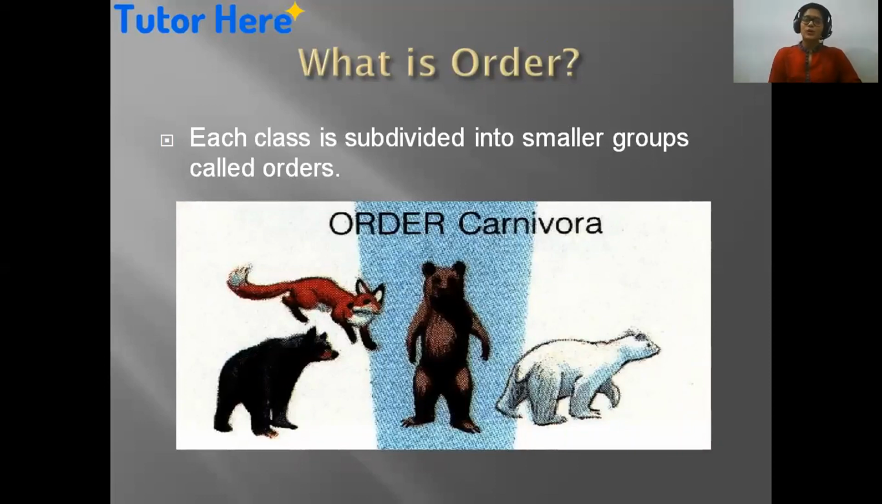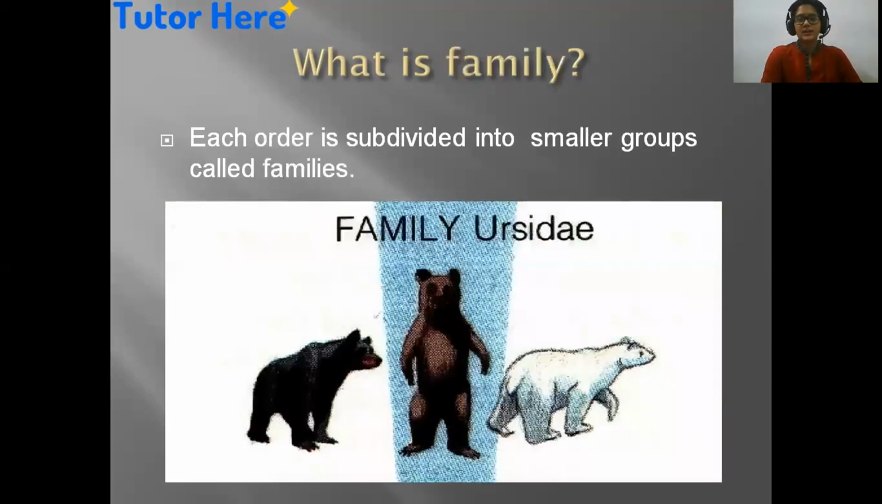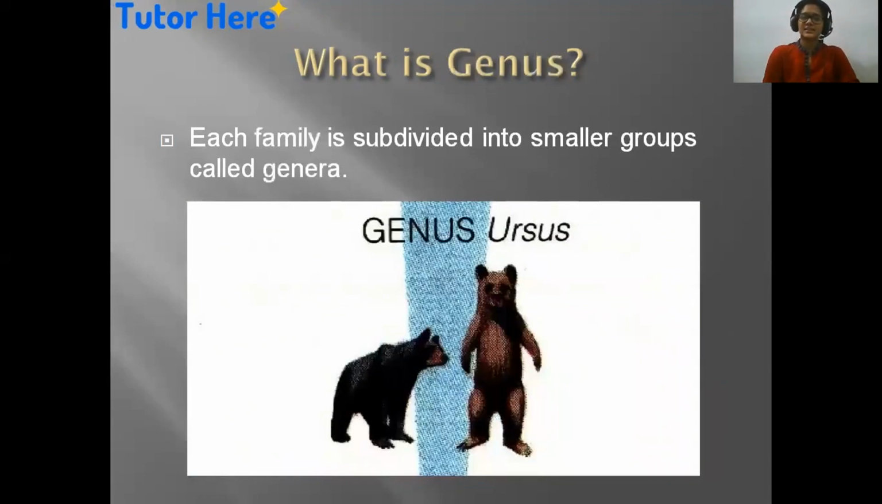So what is an order? When each class is subdivided into smaller groups, they are known as orders. For example, Carnivora. What is a family? Each order is subdivided into smaller groups, that is called families. For example, Ursidae. Each family, when subdivided into smaller groups, is called a genus. For example, Ursus, which is an example for bears.